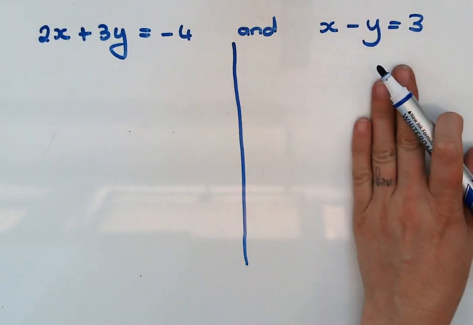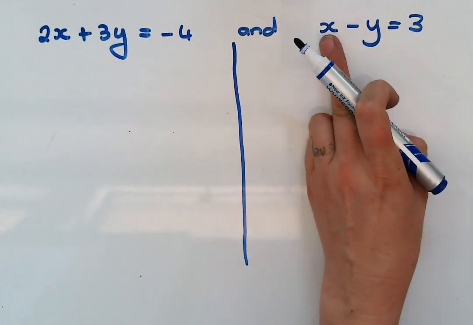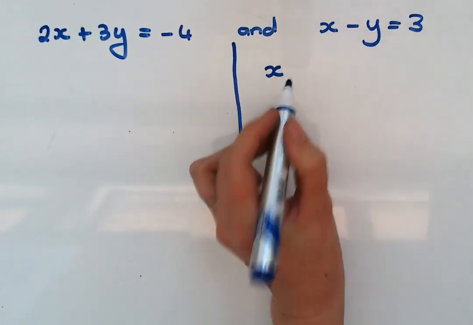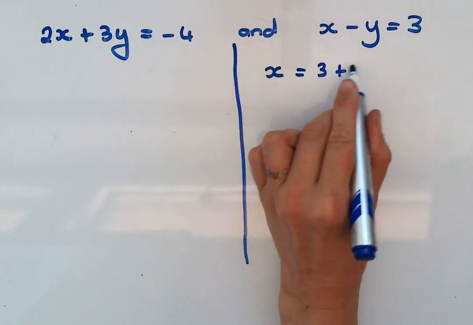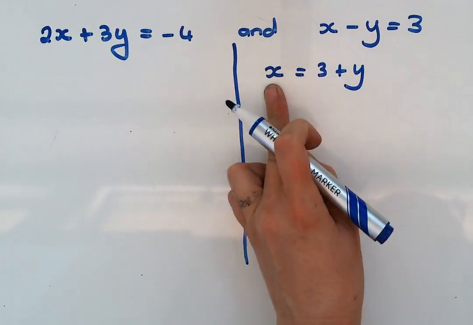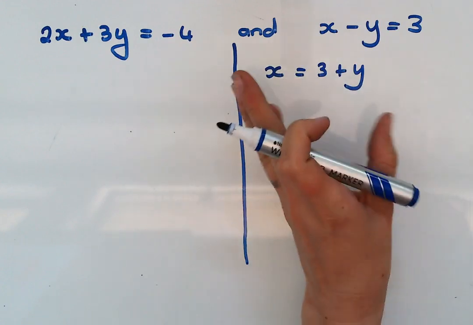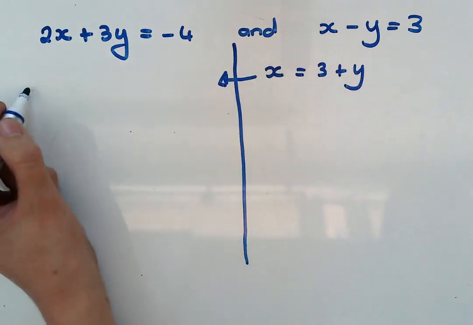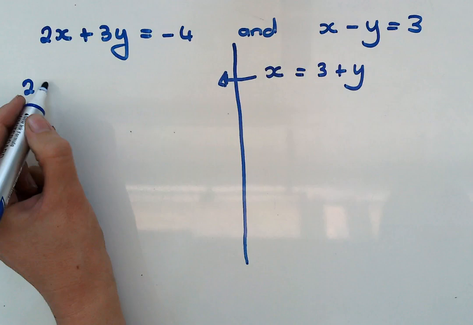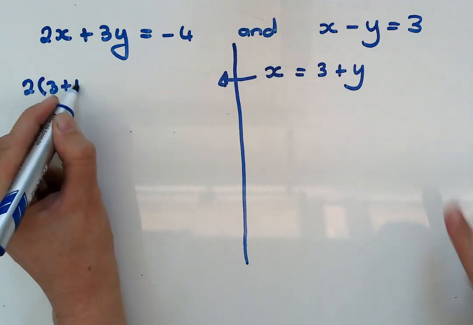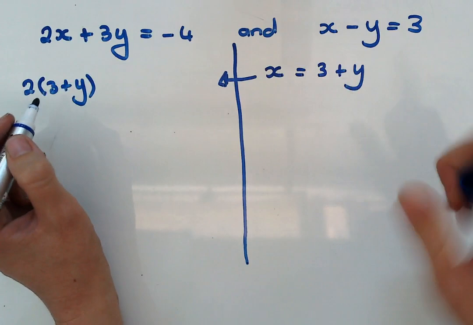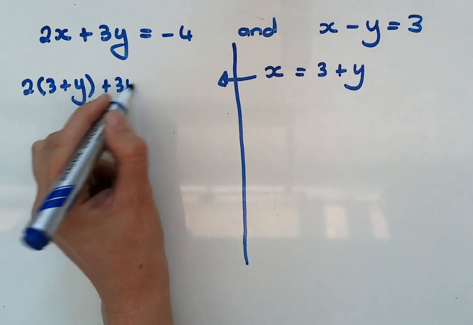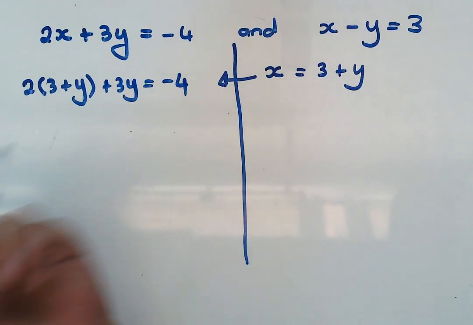So I'm going to start on this side and I'm going to get the x alone, make x the subject of this equation. So I'm going to transpose the y. If I make x the subject, that just means x is now alone in terms of y. So make x the subject of the equation and then bring it to that side. In the place of the x now, I'm going to put 3 plus y, because I said here x is 3 plus y. So I have 2 times 3 plus y.